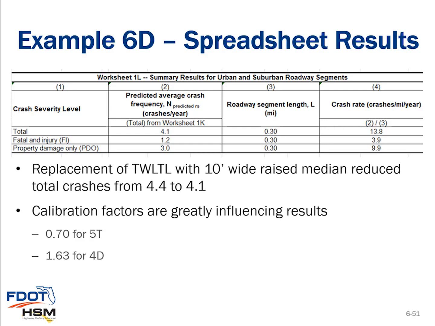You can see that again in column 2 under total, where you see the 4.1. But I'd like to point out that the calibration factors are greatly influencing these results. You may recall previously when I showed you the SPF graphs, the difference between 5T and 4D and the great differential you had there. Well, we've got calibration factors that are 0.70 for the 5T and 1.63 for the 4D. So this brings these numbers together very closely as a result of these calibration factors, but you should apply them because they are applicable to Florida.